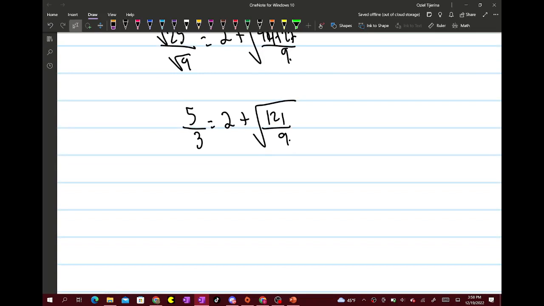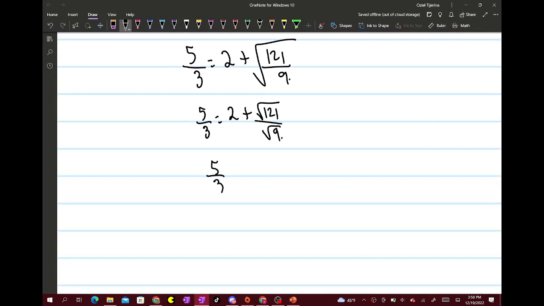So this would be 5/3 is equal to 2 plus the square root of 121 over the square root of 9. This would be 5/3 is equal to 2 plus, and I think it's going to be 11 over 3.